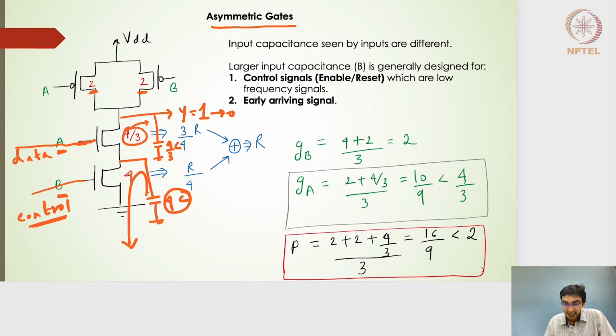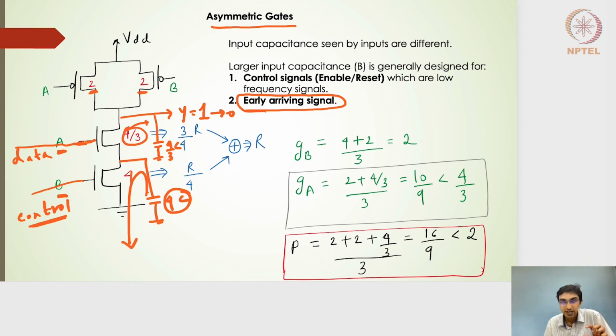Whenever we do this increase in the size of the transistor, this particular transistor input is also connected to the early arriving signal. The reason is, if I have two signals A and B, and B arrives early, then the 4C capacitance here can easily discharge. If B is 1, then the 4C can start discharging. It doesn't have to wait for the A signal to arrive.